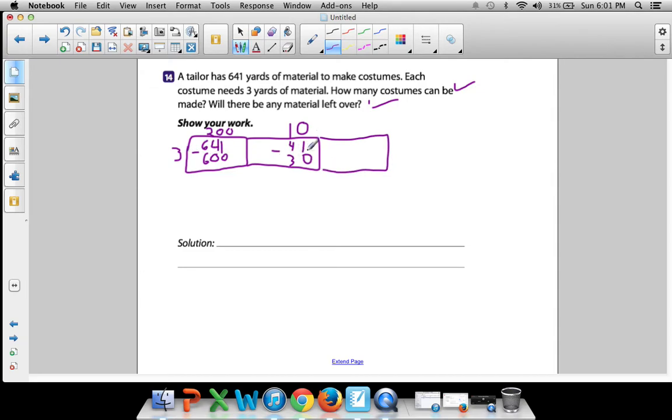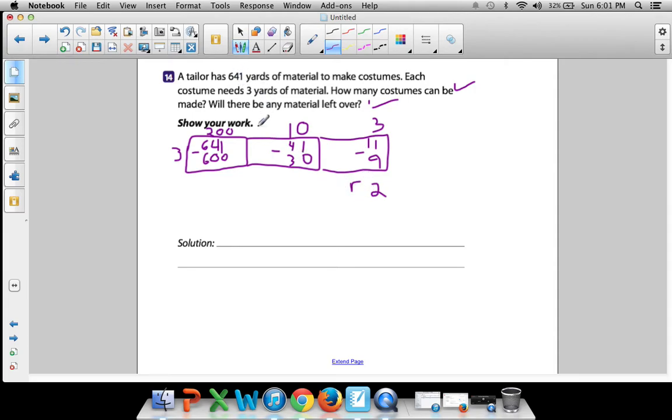1 minus 0 is 1. 4 minus 3 is 1. Now we're at 11. We can do 3 times 3. You know why? Because I'm thinking about what gets you close to 11. 3 times 3 equals 9, and that's super close to 11. 11 minus 9 is 2. Uh-oh. That's a small number. We can't even go on because that's so small, 3 can't fit inside of it. That's our remainder.